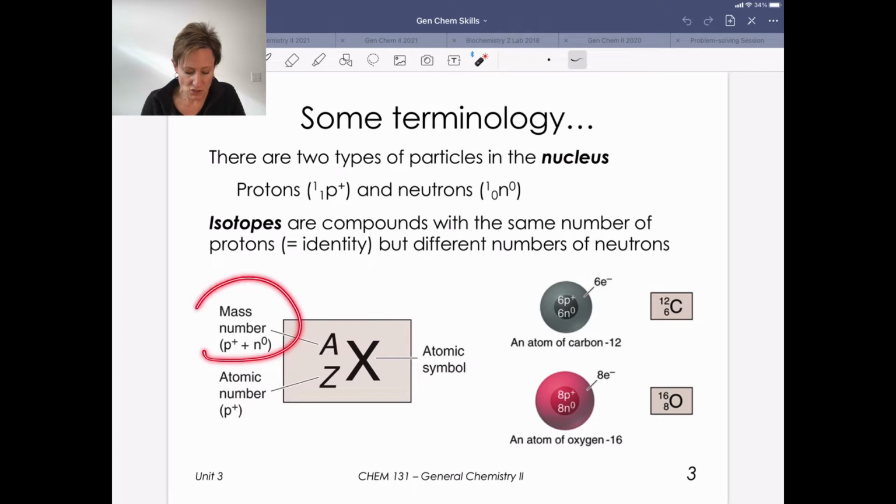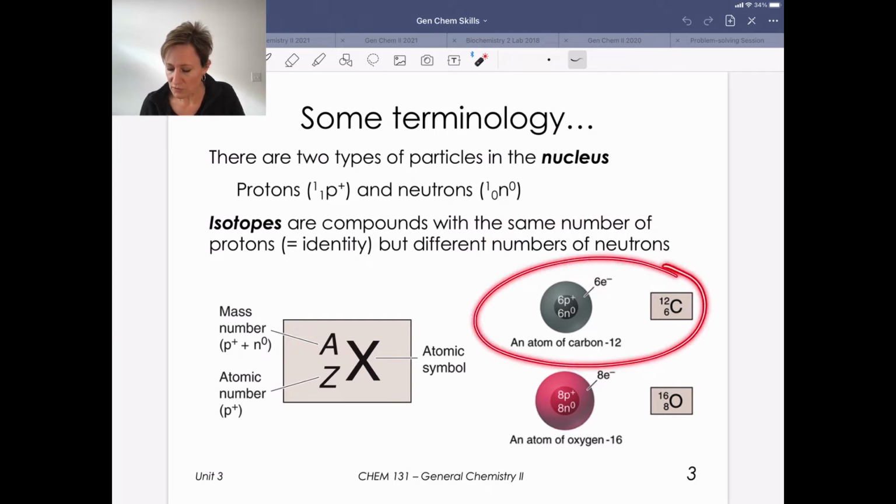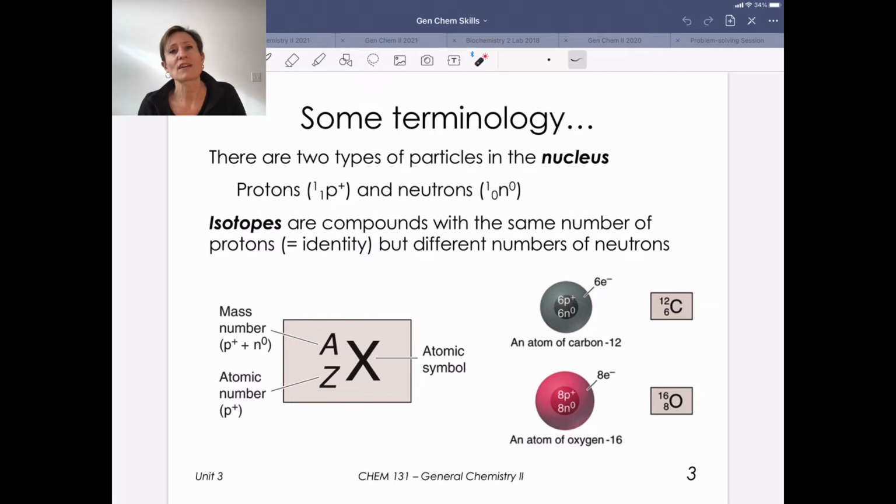But if we change the number of neutrons that it has, we can create what are called isotopes of a certain element or of a certain compound. So isotopes are going to have the same number of protons. So by chemical identity, they're the same substance, but by having different numbers of neutrons, they'll have different mass numbers. So here we can see an isotope of carbon that has 6 neutrons and 6 protons. Again, by having 6 protons, that makes it carbon. It is the carbon-12 isotope by having 6 neutrons.